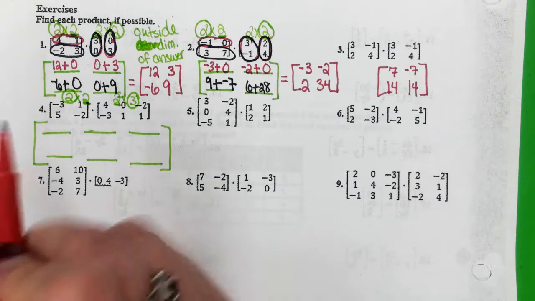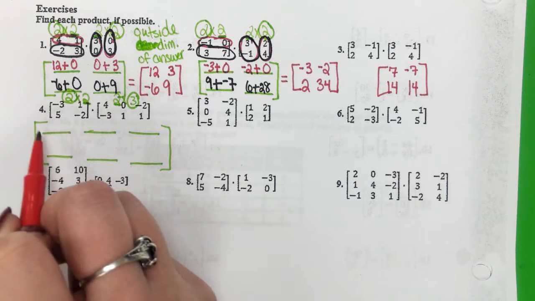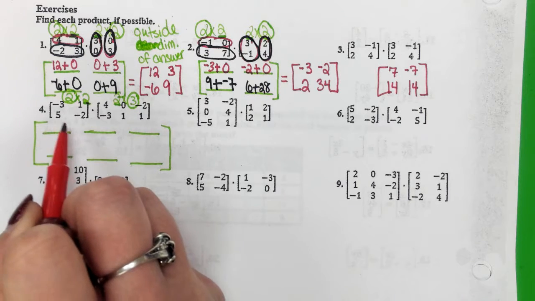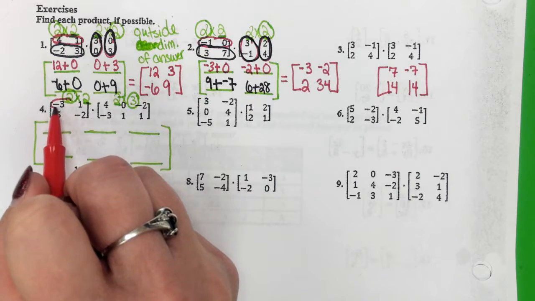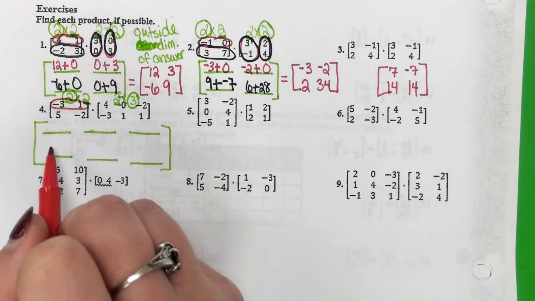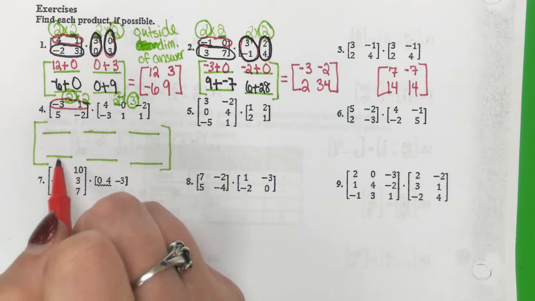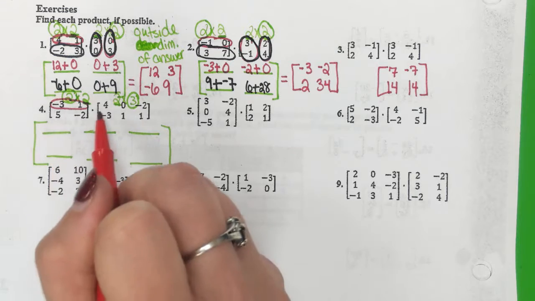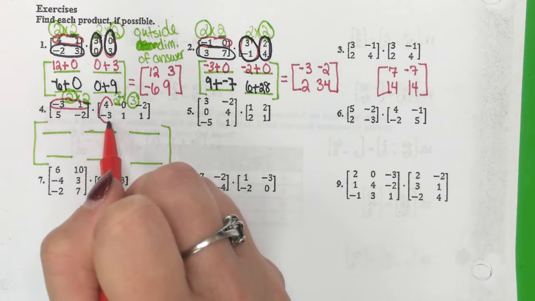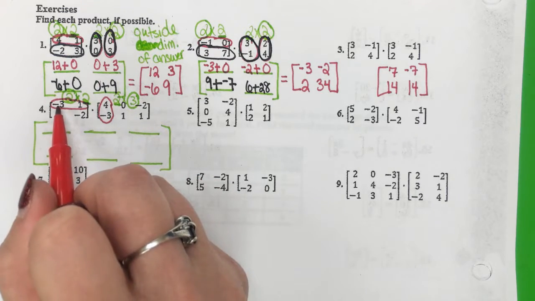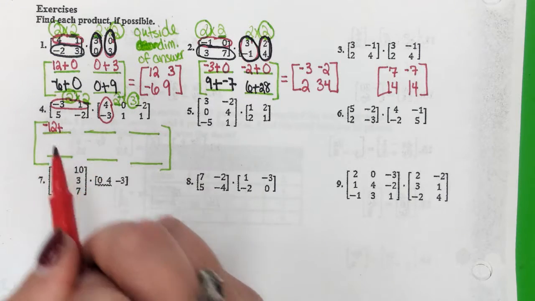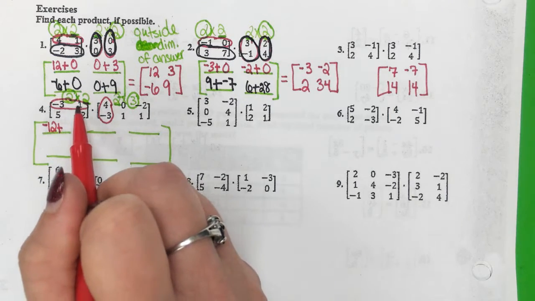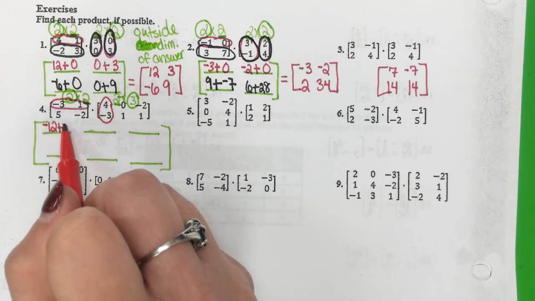Okay, here we go. What row is this answer in? First row or second row? First row, so I'm going to deal with negative 3 and 1. And what column is this one in? First. So I have negative 3 times 4, negative 12. And then 1 times negative 3 is negative 3.